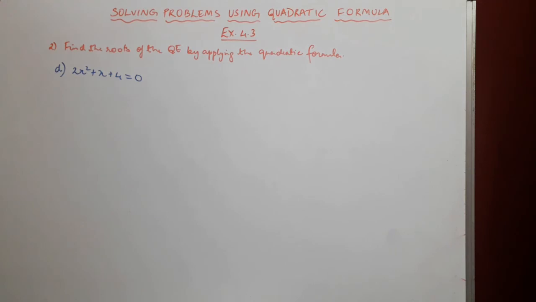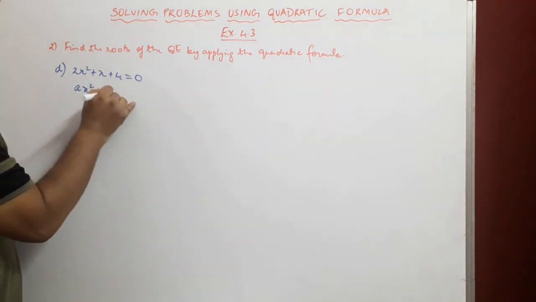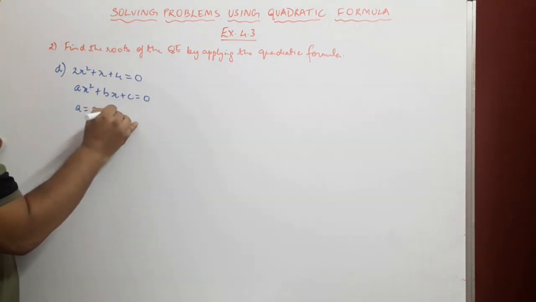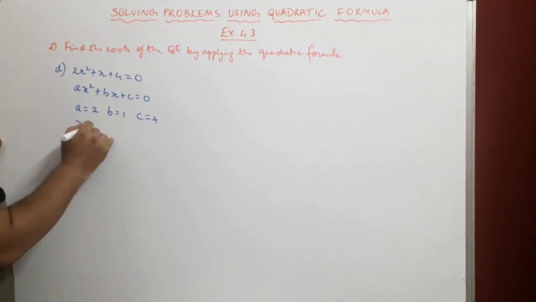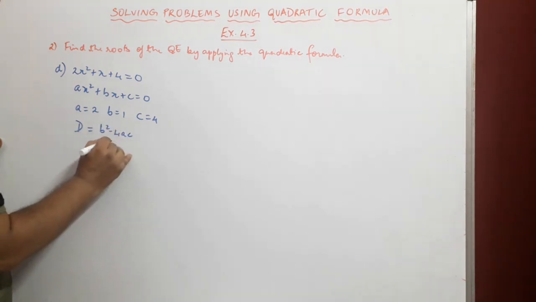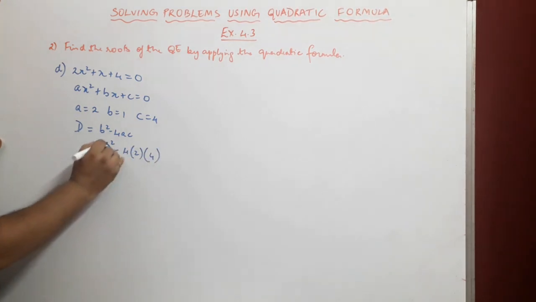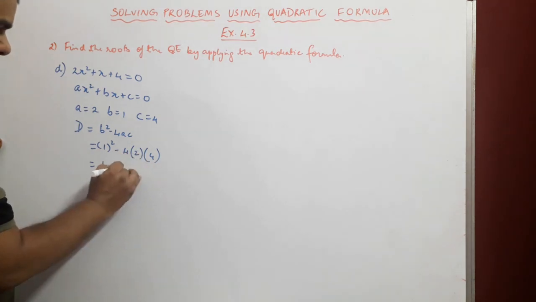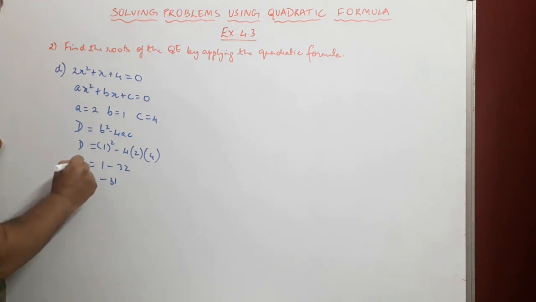The next problem is 2x square plus x plus 4 equal to 0. We compare it with our general form ax square plus bx plus c equal to 0. We find a is equal to 2, b is equal to 1 and c is equal to 4. The discriminant formula is D equal to b square minus 4ac. b is 1 whole square minus 4 into a which is 2 and c which is 4. 1 whole square is 1 minus 4 into 2 is 8, 8 into 4 is 32, and we get minus 31.